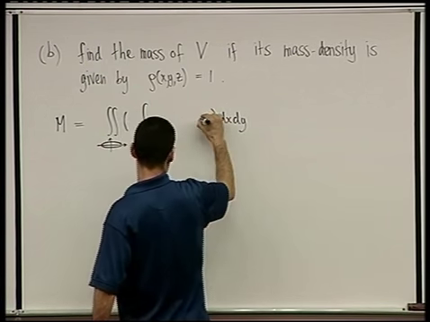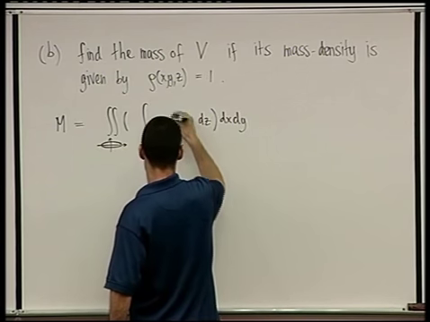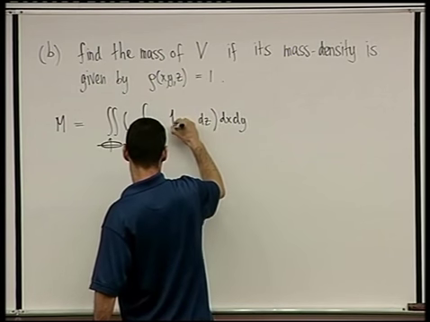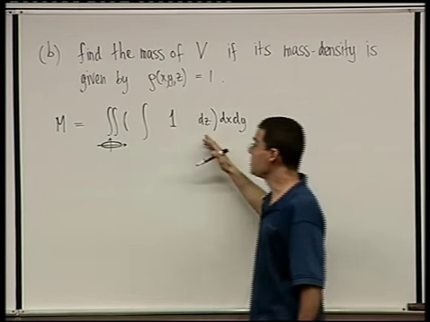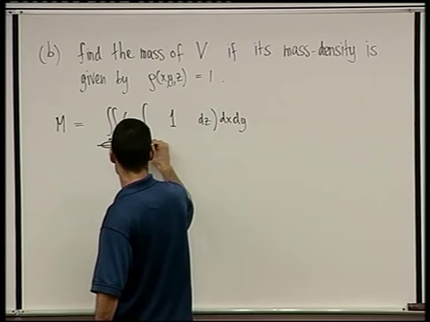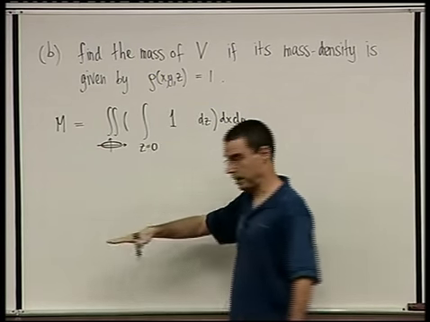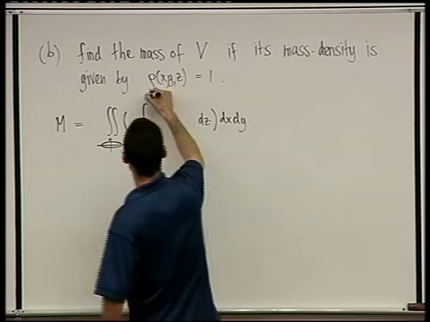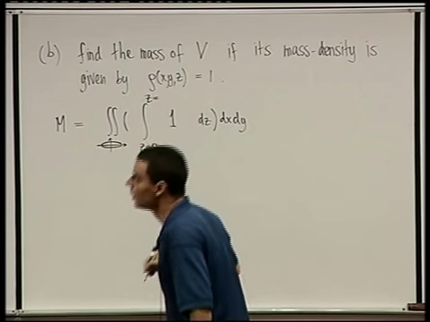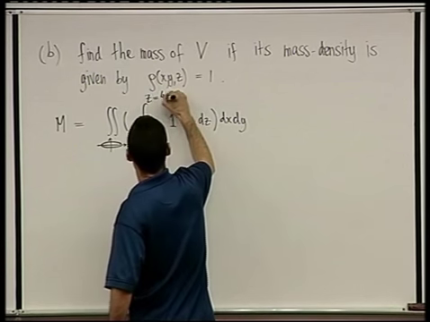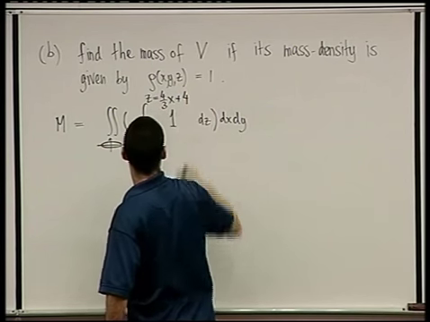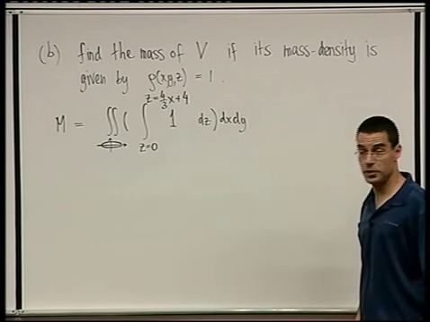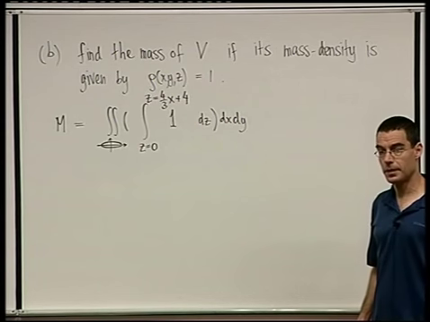of the integral dz of the mass density, which in this case is just 1, where z ranges between z equals 0, which is the bottom, and z equals 4/3 of x plus 4. This is the integral we have to calculate. Everybody good? Okay.